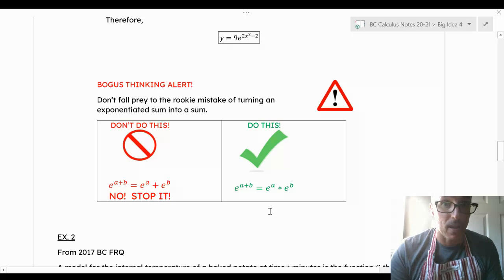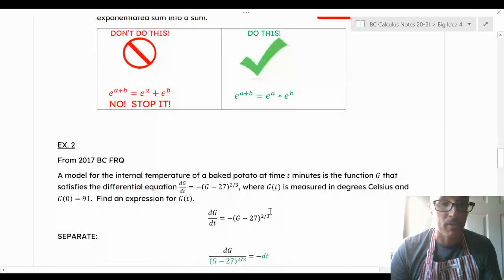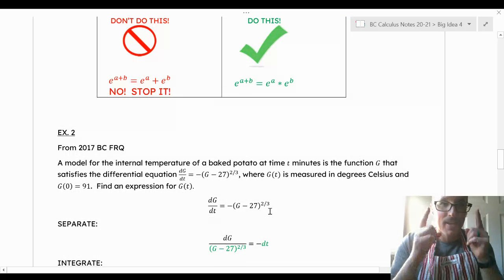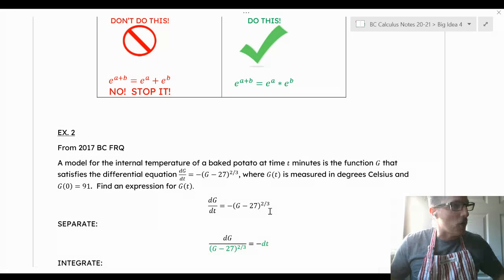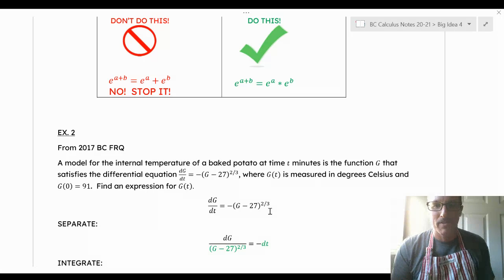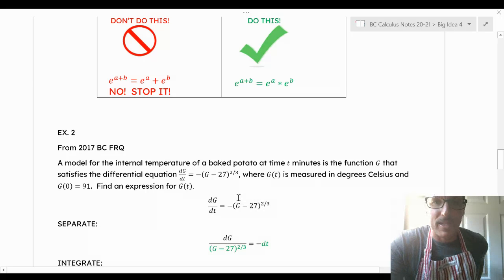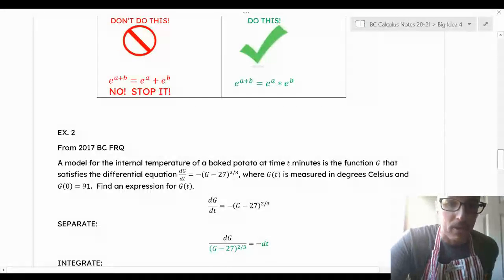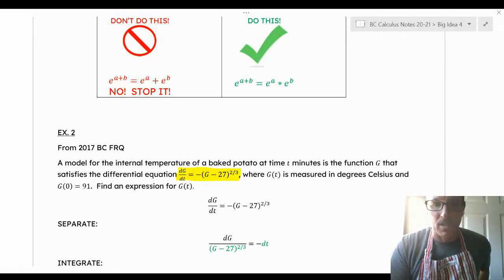All right, let's check out another example. This is from the 2017 BC free response. It's the potato question, talking about baking, talking about cooking, and they're talking about a baked potato. It was a perfect question. But we get that dg dt, where g is the temperature of this potato, is negative quantity g minus 27 to the 2/3.